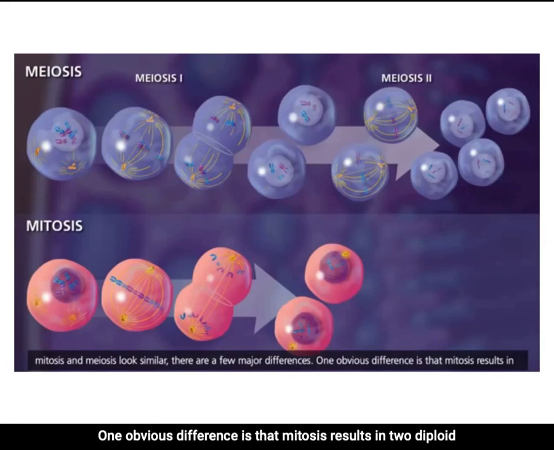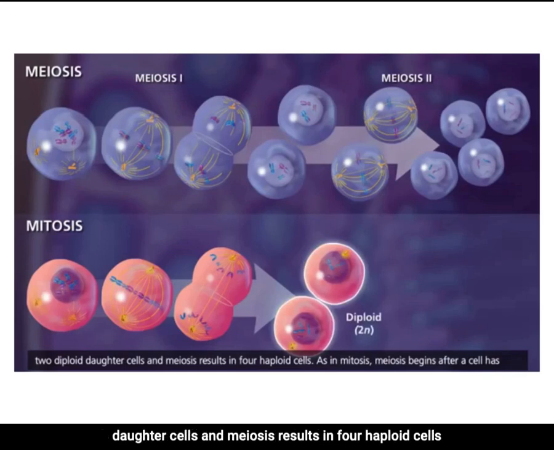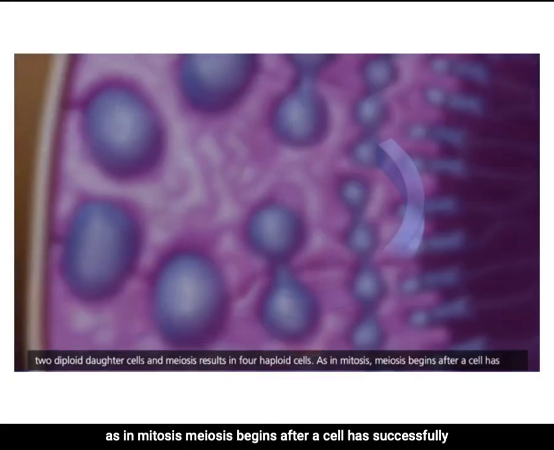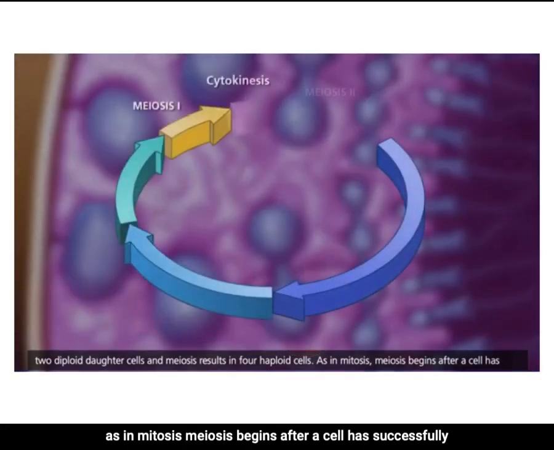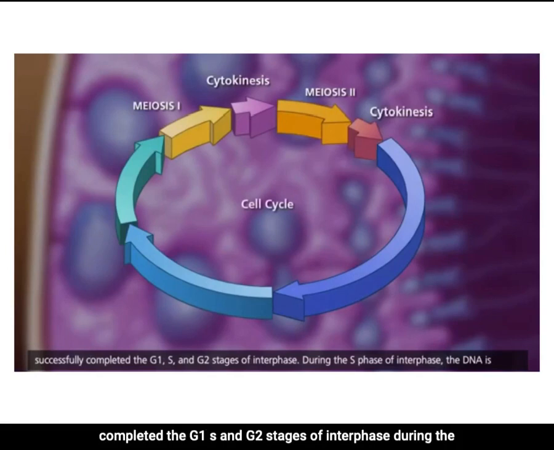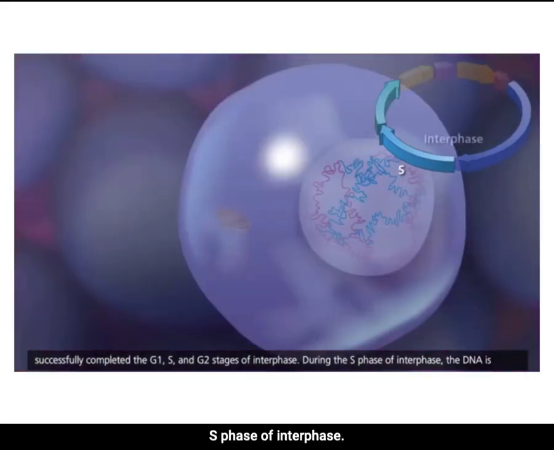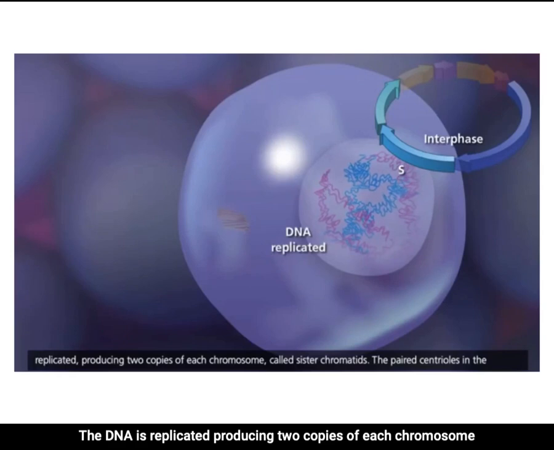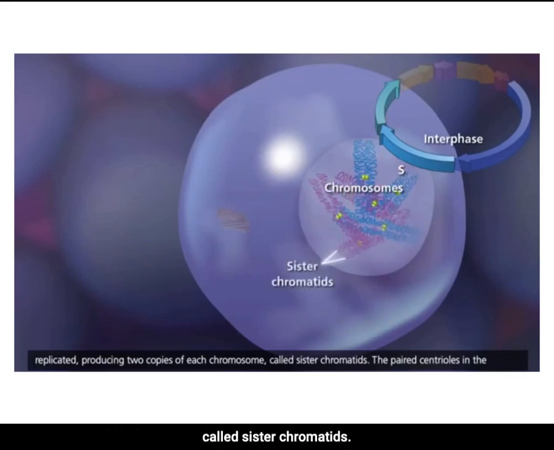One obvious difference is that mitosis results in 2 diploid daughter cells, and meiosis results in 4 haploid cells. As in mitosis, meiosis begins after a cell has successfully completed the G1, S, and G2 stages of interphase. During the S phase of interphase, the DNA is replicated, producing 2 copies of each chromosome called sister chromatids.